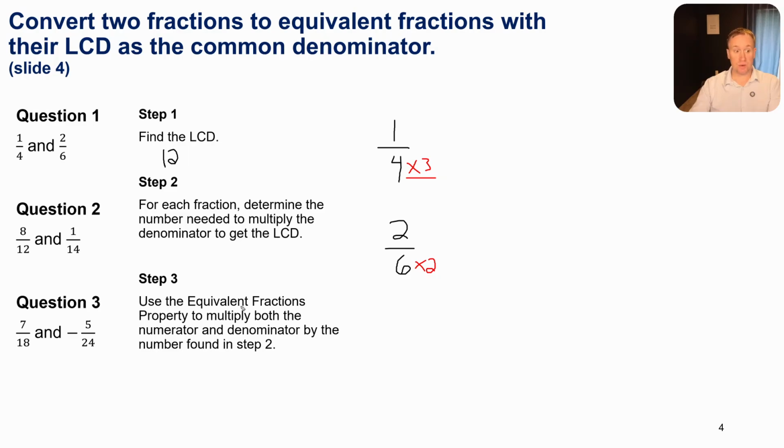Step 3, use the equivalent fractions property to multiply both the numerator and denominator by the number found in step 2. So in other words, for 1/4, whatever I multiply in the denominator, according to the equivalent property, I would need to now multiply in the numerator. So 4 times 3 and 1 times 3, and 2/6 then would be 2 times 2 and 6 times 2. So then completing this, we would now have 3 over 12, and we would have 4 over 12. Okay, so 3/12 and 4/12 is our result for question number 1.